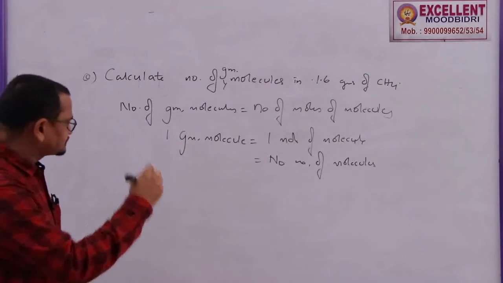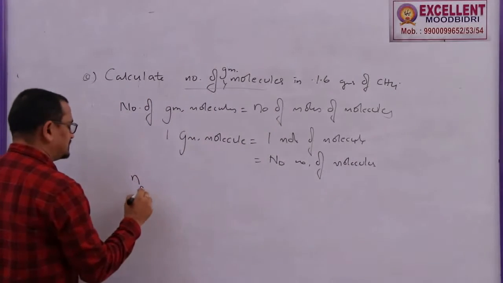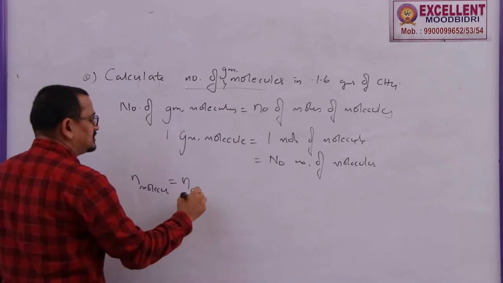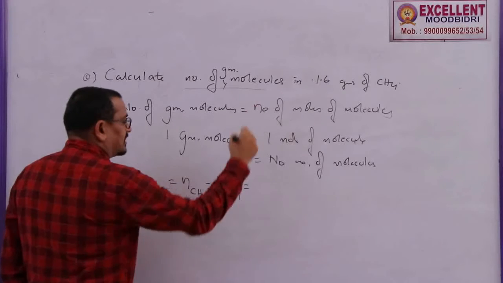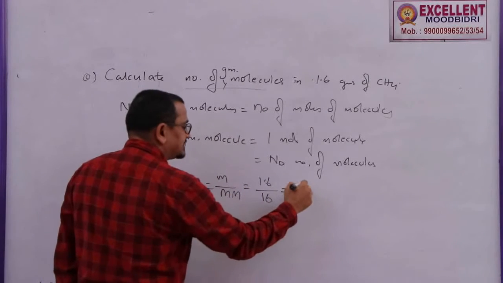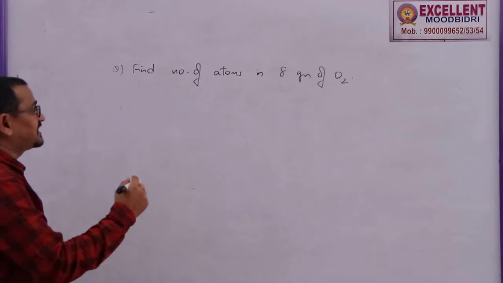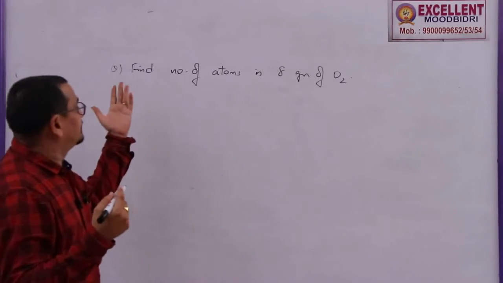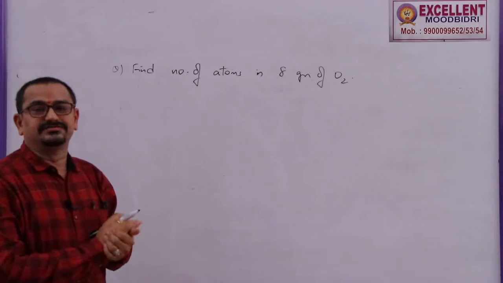Now here we are asked for the number of gram molecules, means number of moles of molecules. Whose molecules? Number of moles of methane molecules is mass by molar mass. Mass is given as 1.6 and molar mass of methane is 16. It is 0.1 gram molecule. See, sometimes they will give a molecule but ask us to find number of atoms.